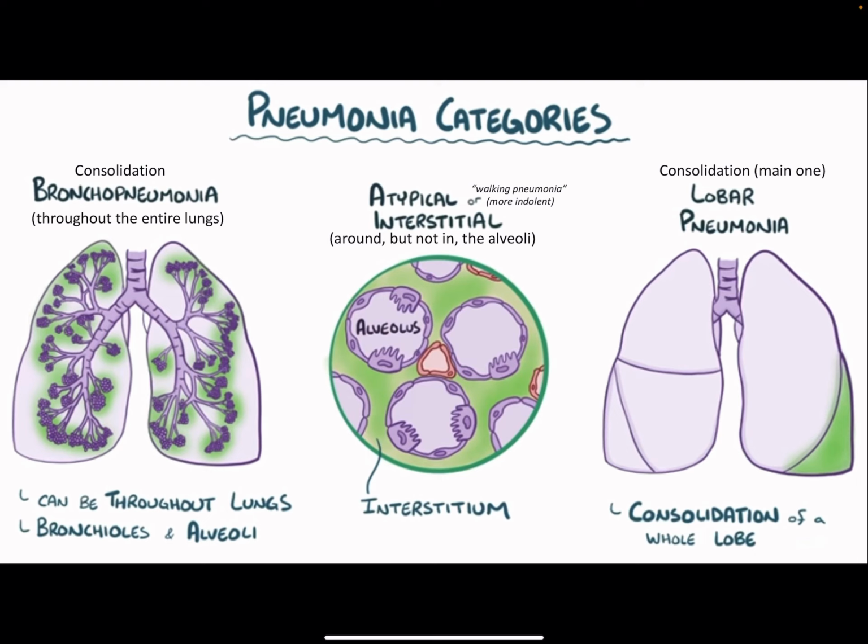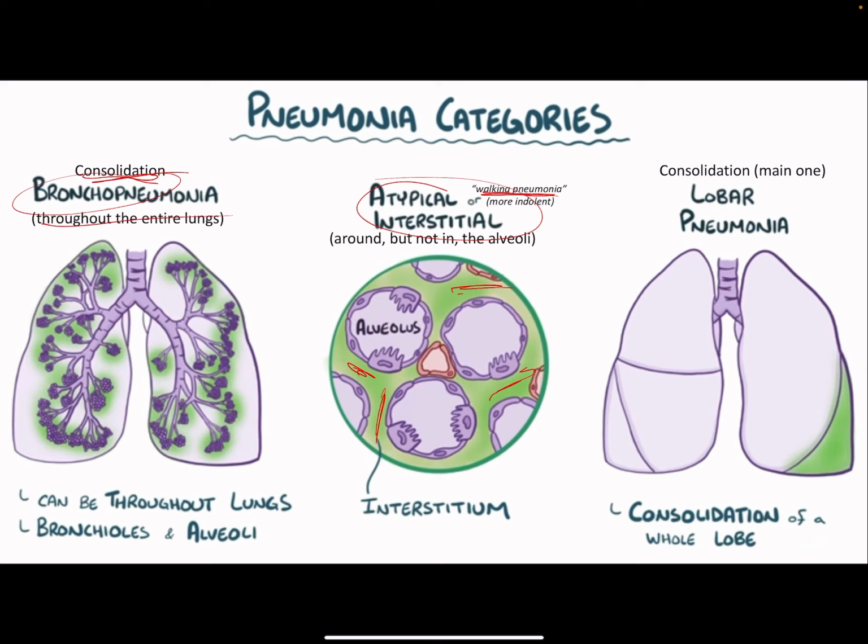So the old categorizations, we have bronchopneumonia, which is pneumonia throughout the entire lungs. Sometimes they can cause consolidation, which is really just exudate in the alveoli. Then we have atypical or interstitial. Sometimes this is called walking pneumonia, so it's a little bit more indolent. So it can kind of creep up on a person or maybe be benign, so this can be more infectious potentially. And again, interstitial just means that it's like in between the grains of sand. It's in between our alveoli here.